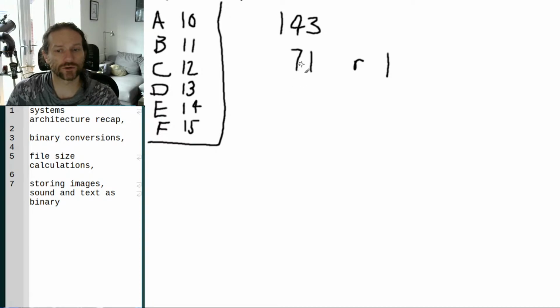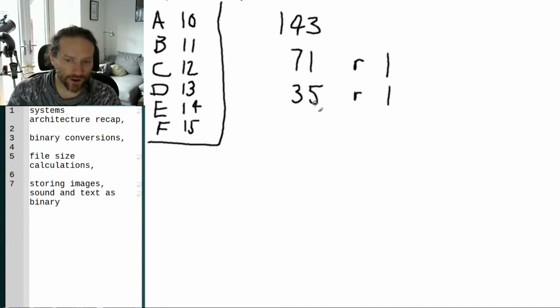Let's divide by 2 again. 71 divided by 2. How many 2's are there in 7? There are 3 2's in 7, with 1 left over. How many 2's are there in 11? There are 5. So 35 remainder 1. Divide by 2 again. 35 divided by 2 is 17 remainder 1. And 17 divided by 2 is 8 remainder 1.